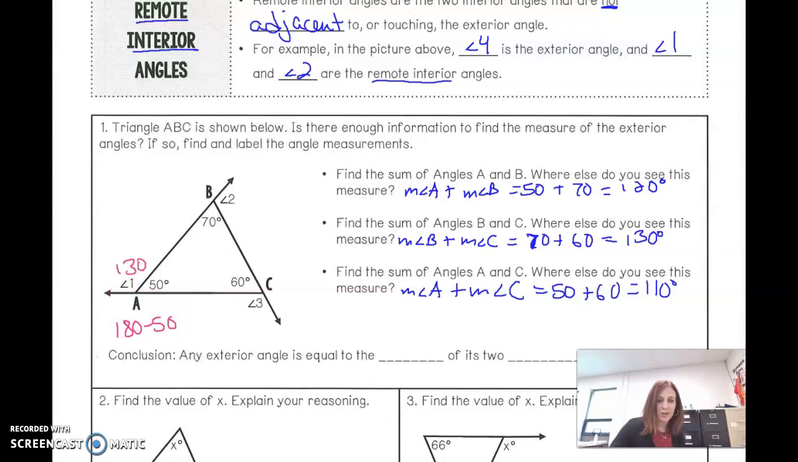So angle 1 is 130 degrees because 130 and 150 together have to equal a straight line. So if I focus right here, see how it's a straight line? So I can go 180 minus 70, which is 110. So angle 2 is 110 degrees. Again, they have to add to be 180 degrees.